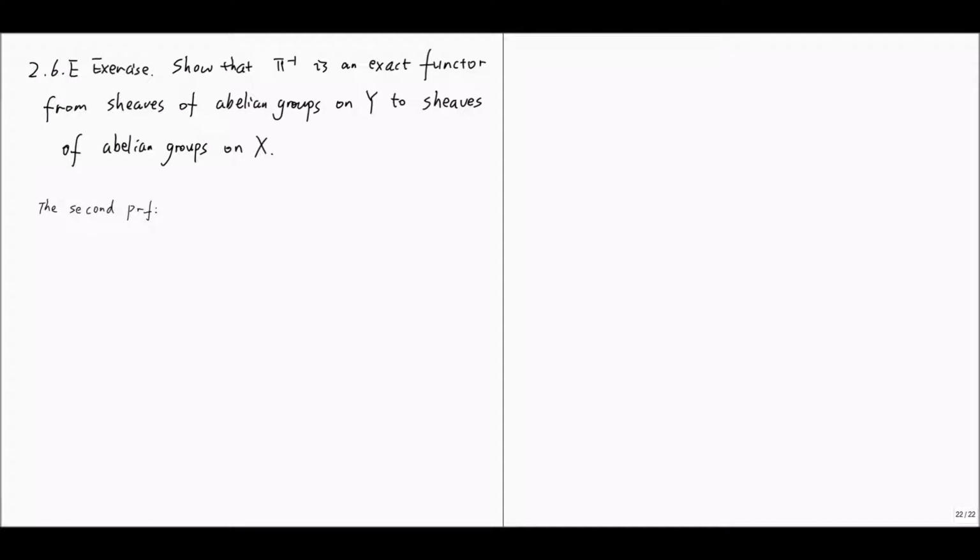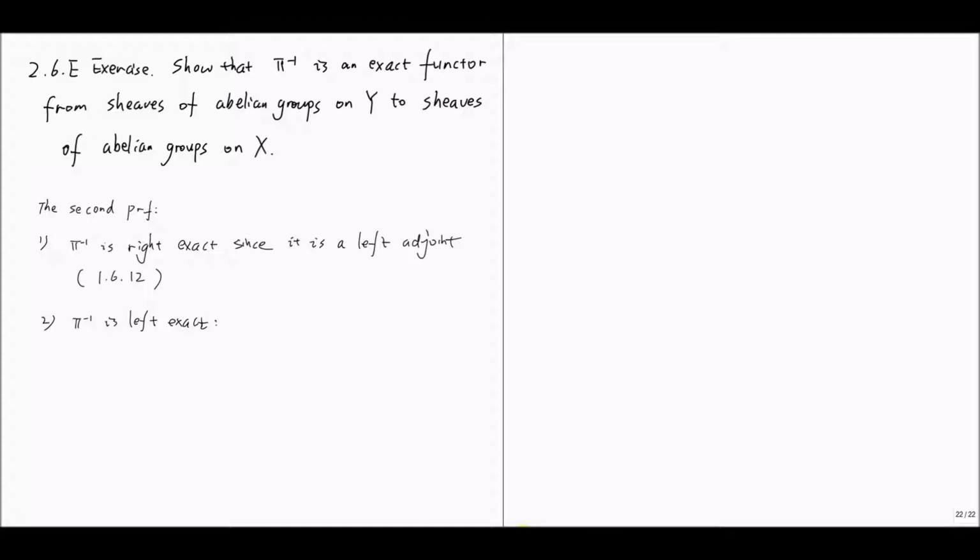We can give a second proof of this. To show that pi inverse is exact, we show that it is both left and right exact. Pi inverse is right exact since it is left adjoint. And here we use the results in 1.6.12. Pi inverse is left exact by the following argument.